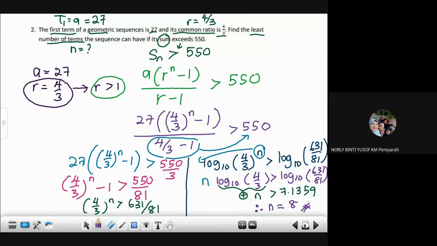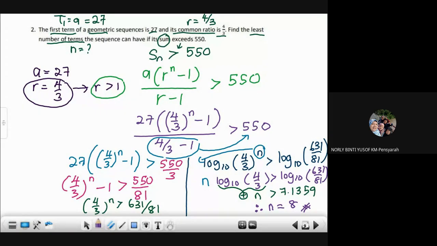Kalau simbol dia lesser, N lesser than 7.1359 macam ni. Kalau lesser, then N you akan jadi 7. Sebab kurang daripada 7.1359 maknanya 7 lah. Sebab number line kan. Sini 7, sini 8. Nilai you 7.1359. Kalau lebih besar, you ambil 8. Kalau lebih kecil, dia punya ketaksamaan ambil 7. Itu bezanya lah. Sebab term mesti nombor bulat. So you got N equals to 8. That is your list number.